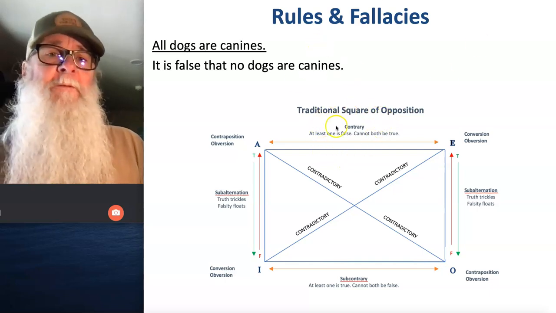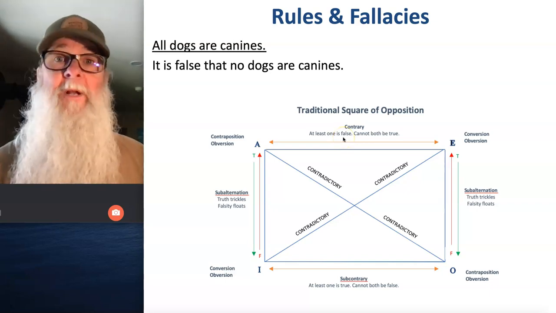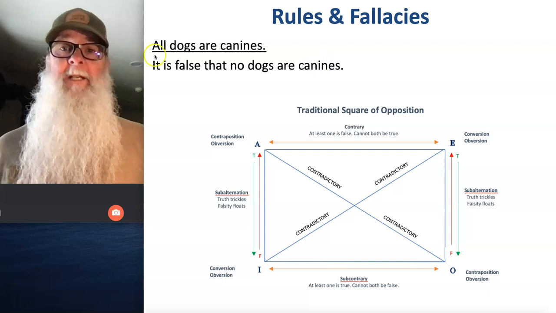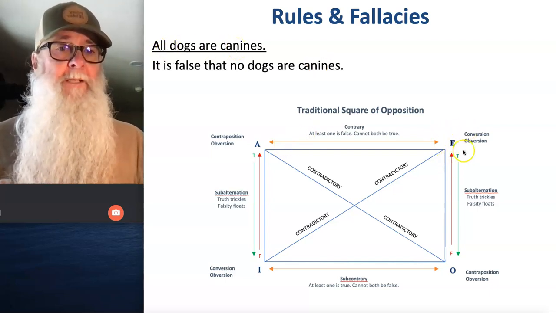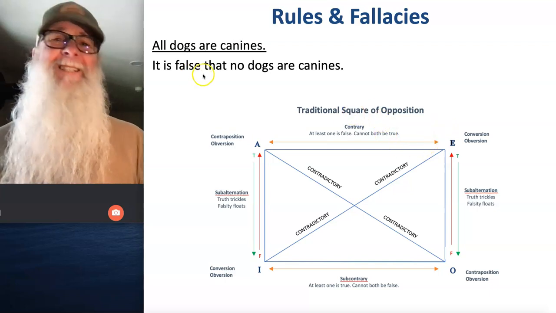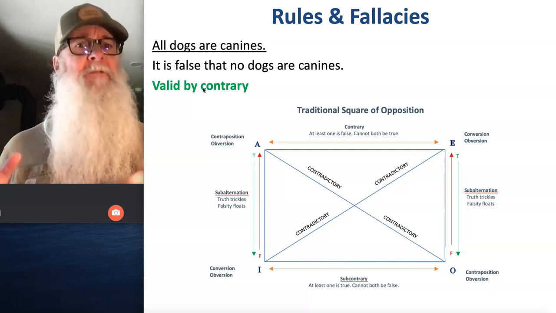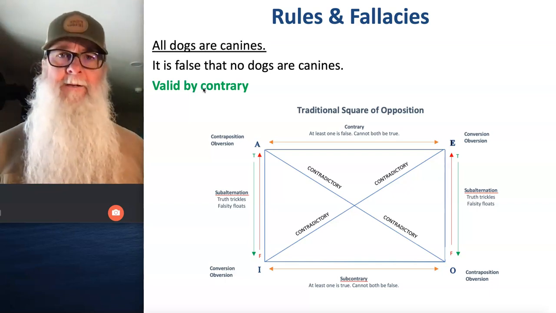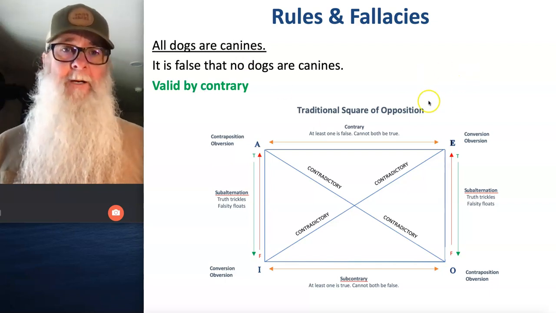We know by the rule of contraries that given corresponding A and E statements, at least one of them has to be false. So in this case, if the premise statement, all dogs are canines, is true, the corresponding E statement has to be false, and that's exactly what the conclusion here says. And so we can say, well, this argument is valid, and it's valid by the rule of contraries. That conclusion follows with logical necessity from the premise because of the rule of contraries.